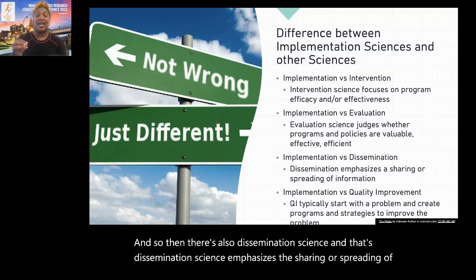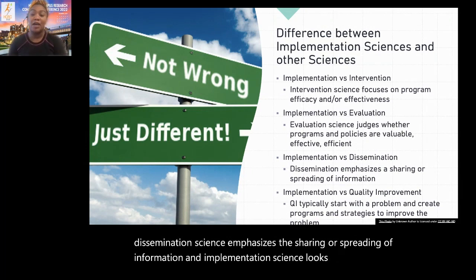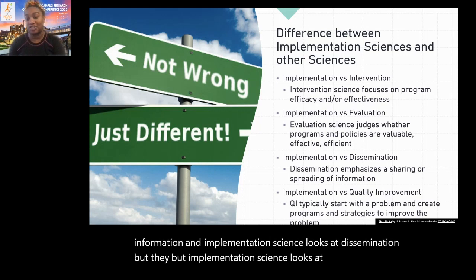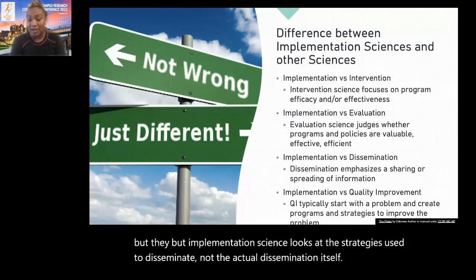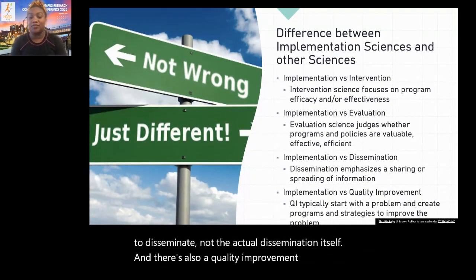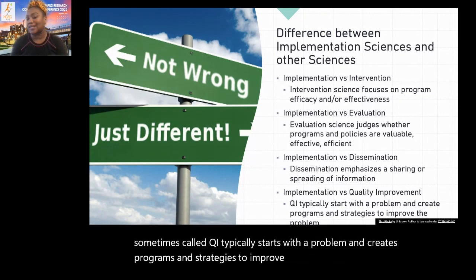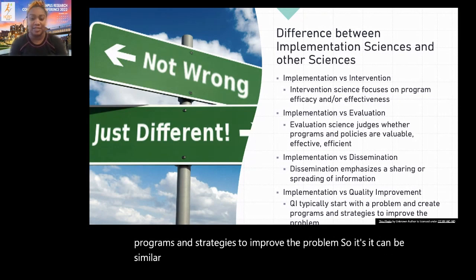Implementation science looks at dissemination, but it looks at the strategies used to disseminate, not the actual dissemination itself. And there's also quality improvement. Quality improvement, sometimes called QI, typically starts with a problem and creates programs and strategies to improve the problem. So it can be similar to implementation science, but still not the same.